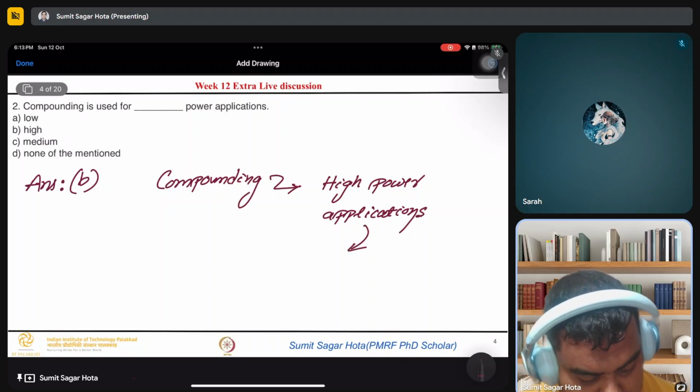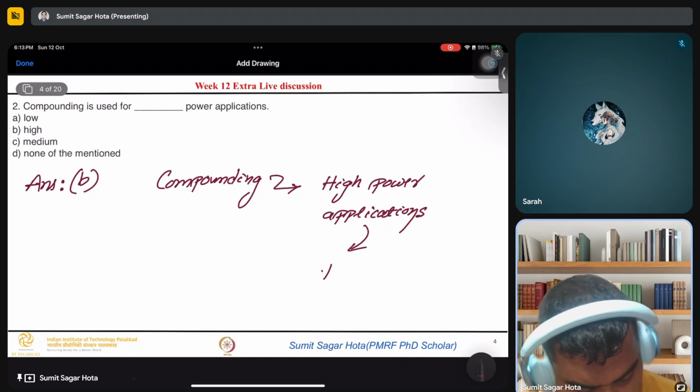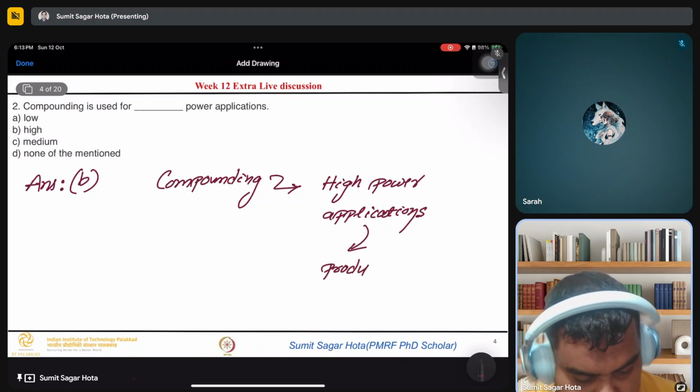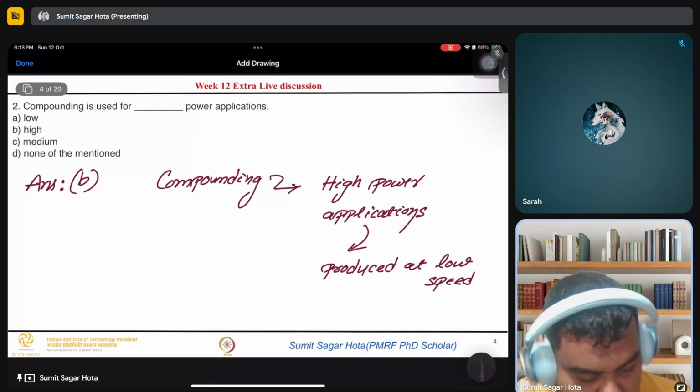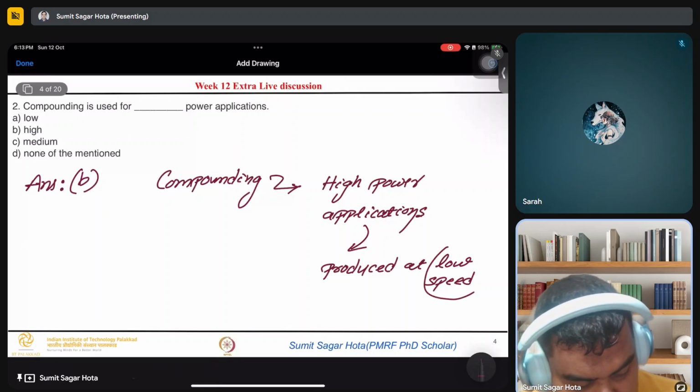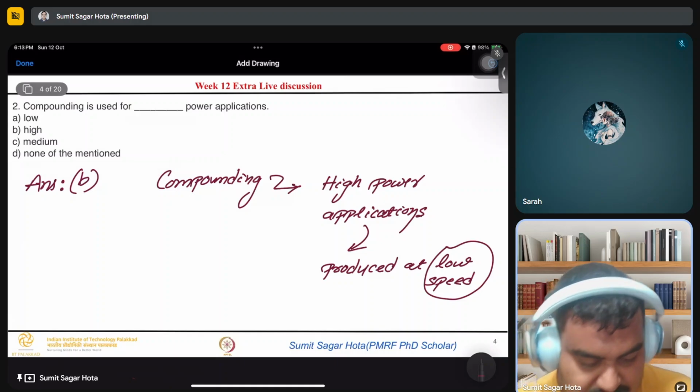Compounding is produced at low speed. So this can also be a question: the compounding produces what kind of speed? It is produced at low speed. Without compounding, the speed will be high, but with compounding the cost it pays is that the speed will be lower.